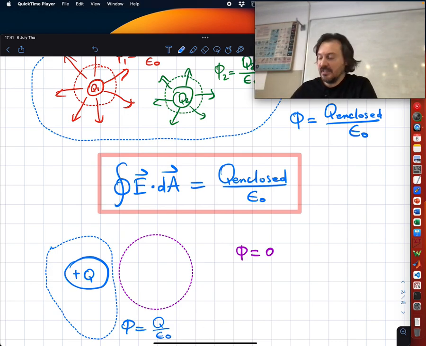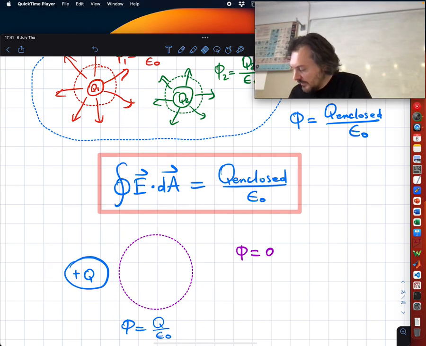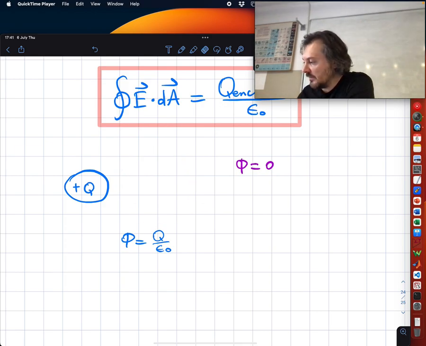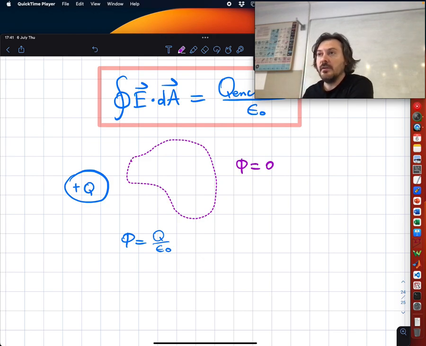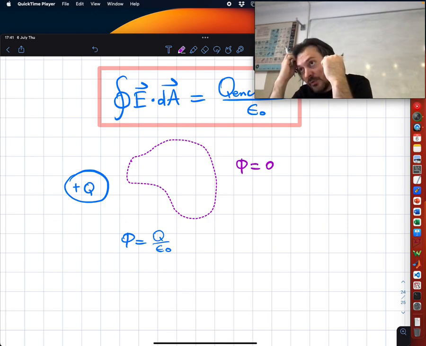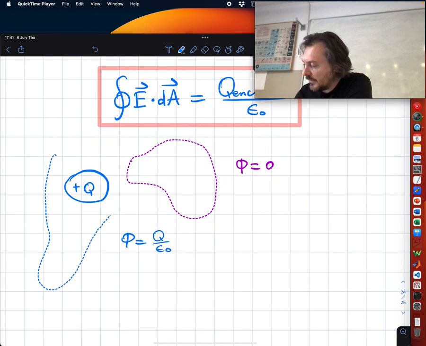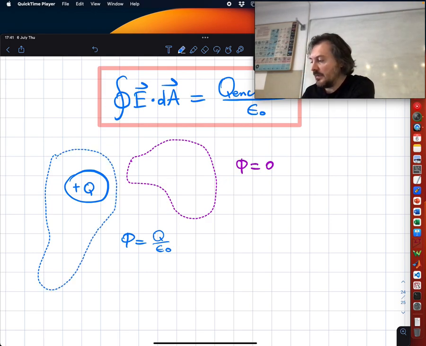Can you repeat? Yes, of course. So this spherical surface, or it could be anything really, any kind of closed surface over here, the flux is 0 because it is enclosing no charge. But if it would enclose some part of the charge, then the flux would change. So for example, this surface has Q over epsilon 0. Okay?